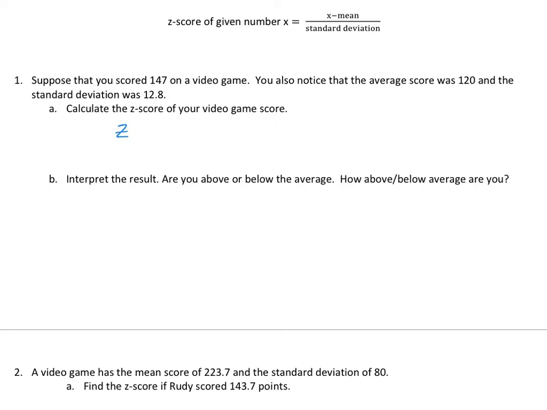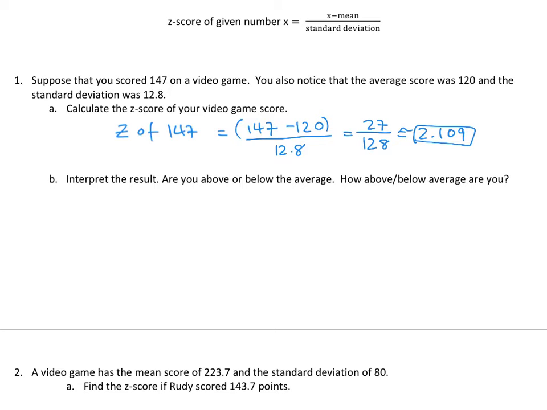So the z-score of 147 will be, I'm looking at the formula here: take your number x, subtract the mean, and divide that by the standard deviation. So my number is 147. I'll subtract 120 and divide that by the standard deviation of 12.8. When I have a fraction like this, I'm going to put parentheses around because that's how you're supposed to calculate it first. So that'll be 27 over 12.8. And as a result, I get 2.109. I'd round it off.